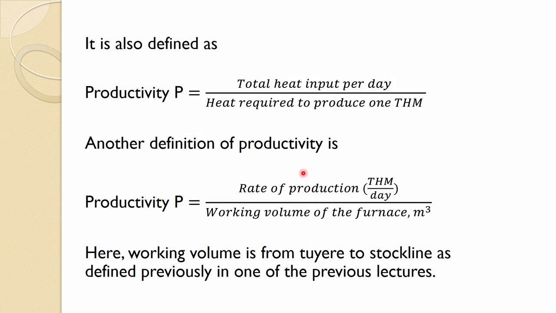The other way of defining it is in terms of heat input. So, productivity is a ratio of total heat input per day to heat required to produce 1 ton of hot metal.